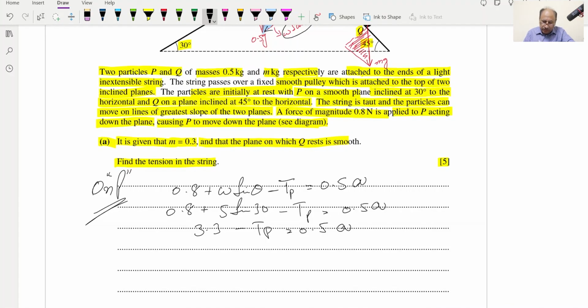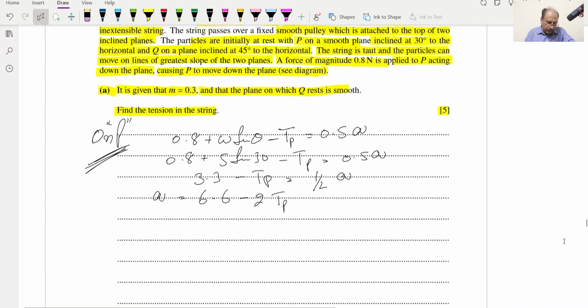And acceleration will be equal to what? This is 0.5, or we can write it as 1 by 2. So 2 will be multiplied to this side, so it will be 6.6 minus 2 times tension, which we can write as TP. Now this is what we have considered. We have applied Newton's law on P. So now apply Newton's law on Q.